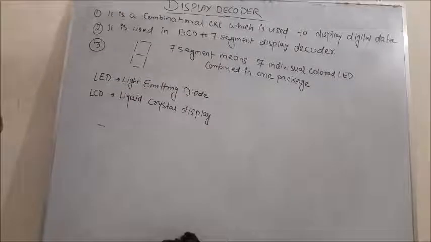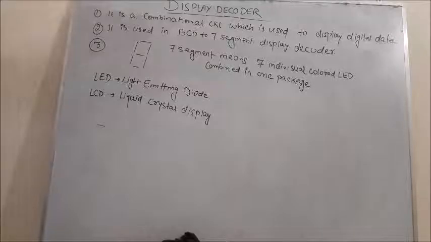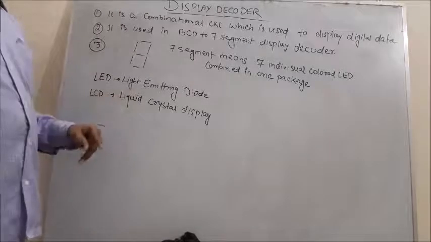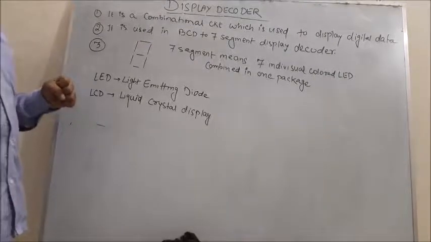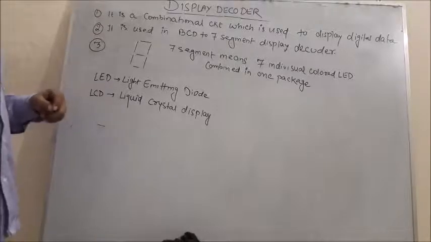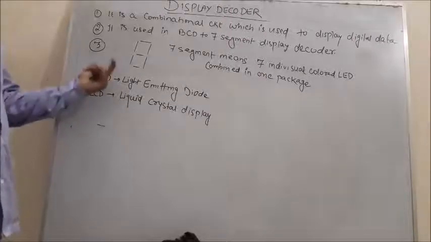So what is a decoder? Decoder is a digital electronic circuit, or it is also known as combinational circuit, which is mainly used to display the digital data, right? It is basically used in BCD to 7-segment display decoder. The full form of BCD is binary coded decimal, as you all know, right? So how binary coded decimal is converted into 7-segment display decoder, we will see some of the example through this diagram.